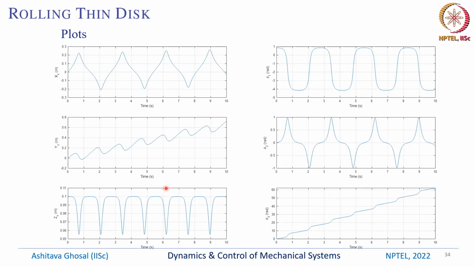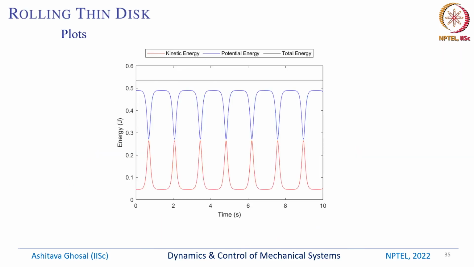And again, we can plot this x, y, and z. We can also plot theta 1, theta 2, and theta 3. So this is theta 1, theta 2, and theta 3. This is x, y, and z. We can make these plots. And we can again check that the sum of the kinetic energy and the potential energy is constant. So the kinetic energy is shown here. This is the potential energy and the sum is this.